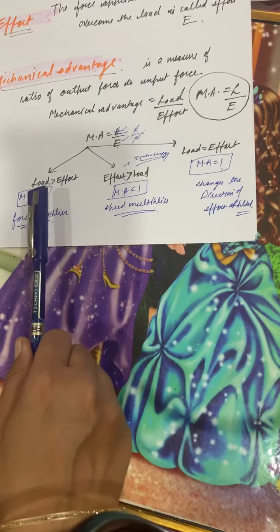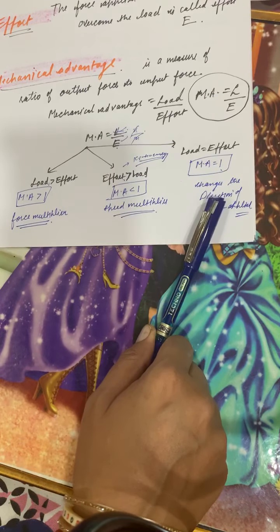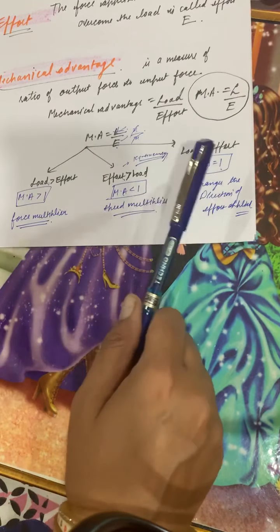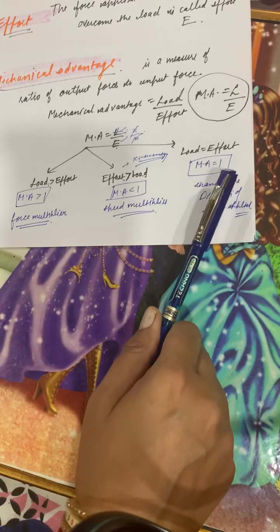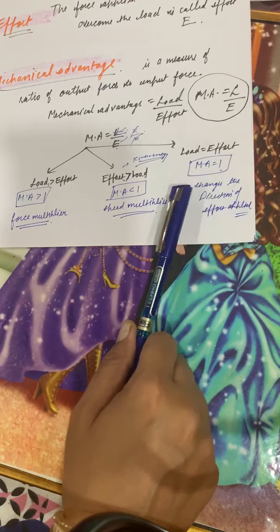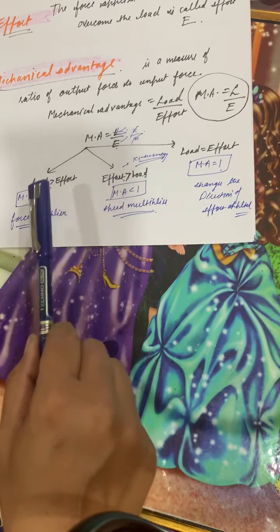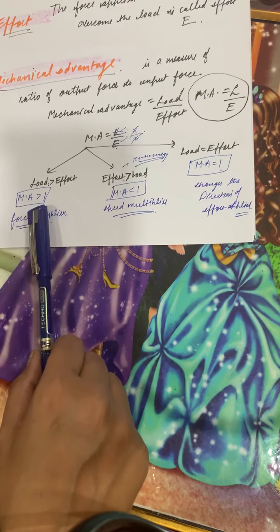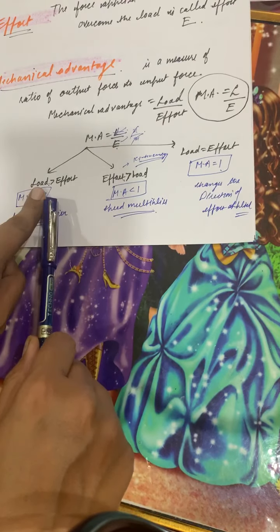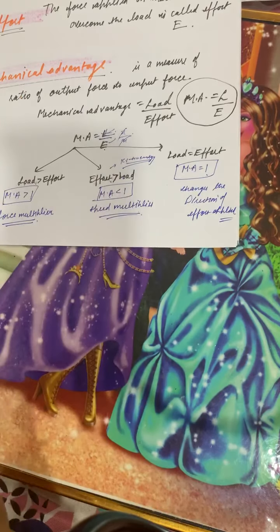Okay, this is a force multiplier, this machine acts as a speed multiplier, and this just provides us the change in the direction of effort. There is no change in the force, no gain in the speed, no gain in the force. One thing more: a machine cannot be used as a force multiplier as well as a speed multiplier simultaneously. For a machine used as a force multiplier, the load must be more than the effort, and for a speed multiplier, the effort must be more than the load.